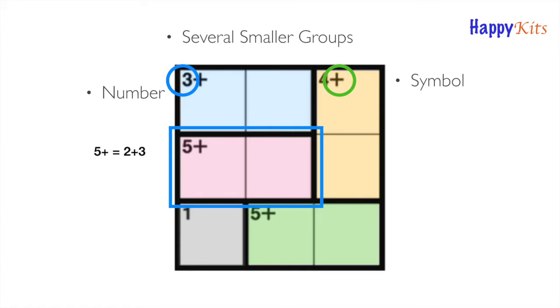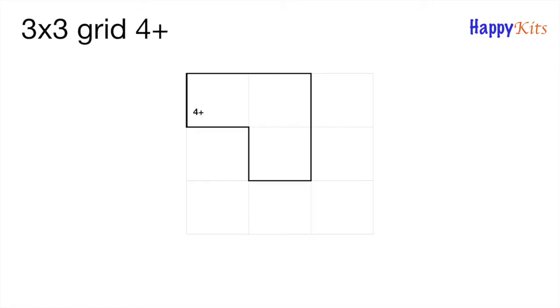Because this is a 3x3 puzzle, the answer can only be 2 plus 3 and cannot be 1 plus 4. This is because according to rule number 1, a 3x3 puzzle can only have numbers ranging from 1 to 3. Thus, number 4 is not allowed. If there is only one figure shown, then you can fill that number directly in the box. Let's look at the next example.